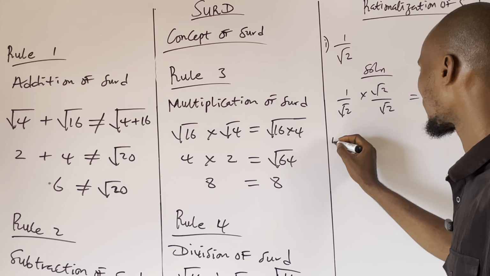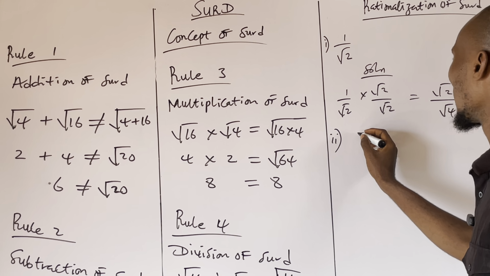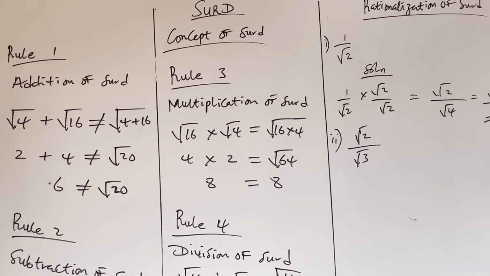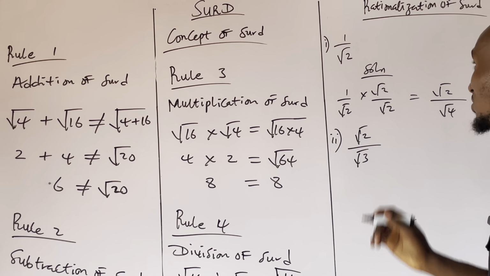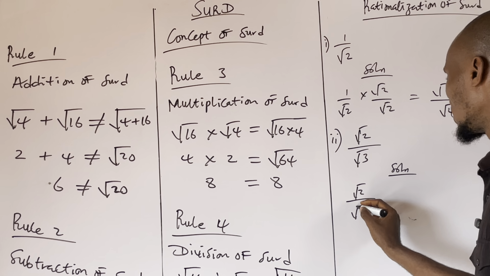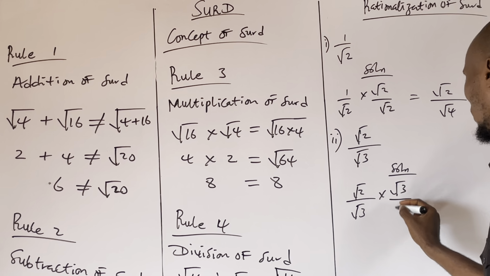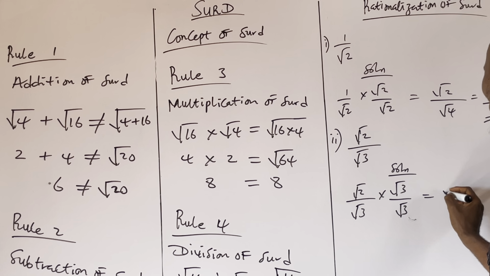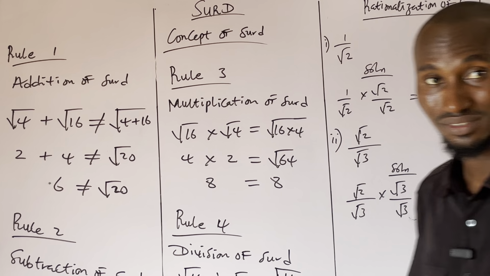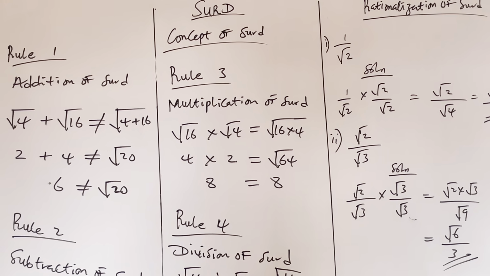Second example, we have, let me say, root 2 over root 3, and you're asked to rationalize. Solution: this is root 2 over root 3 times root 3 over root 3. This is root 2 times root 3 over root 9, and this is root 6 over 3. Final answer. Did you get? We can continue like this, and so on.